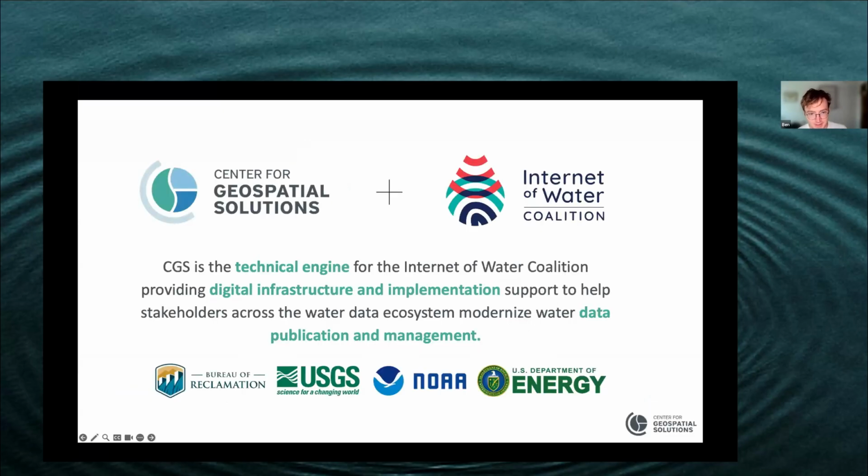The Center for Geospatial Solutions is the technical engine behind the Internet of Water Coalition. The Internet of Water originally started at Duke University, and in March of 2022, CGS and the Internet of Water Coalition formally joined forces to steward the next phase of the project. In its role as the steward, CGS focuses on scaling the adoption of Internet of Water technology and services. By furthering the digital infrastructure necessary for an Internet of Water, CGS is helping transform the water data landscape.